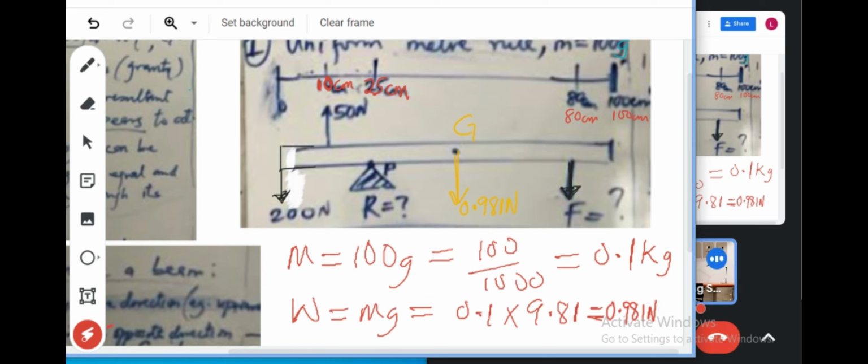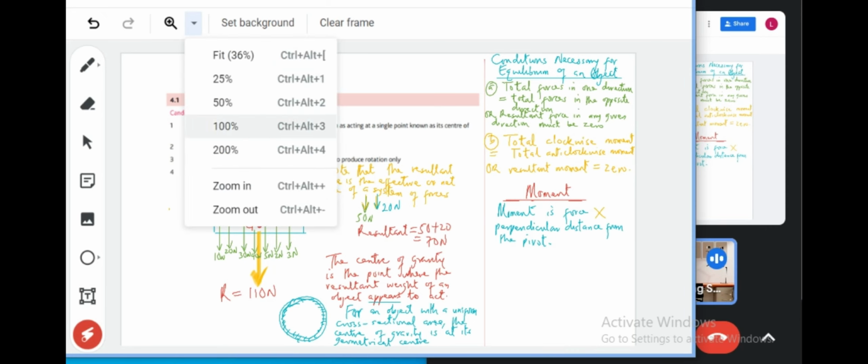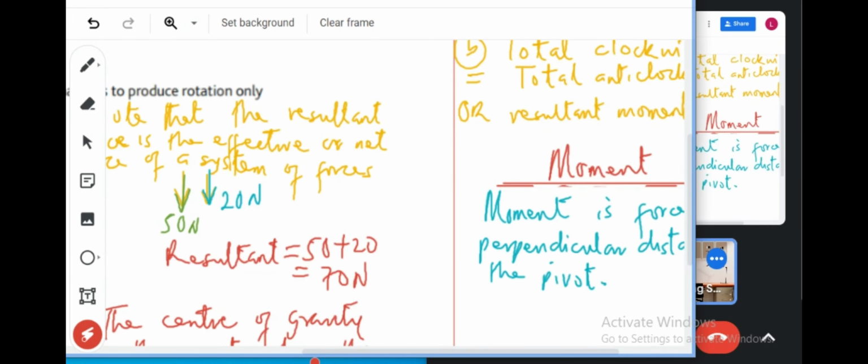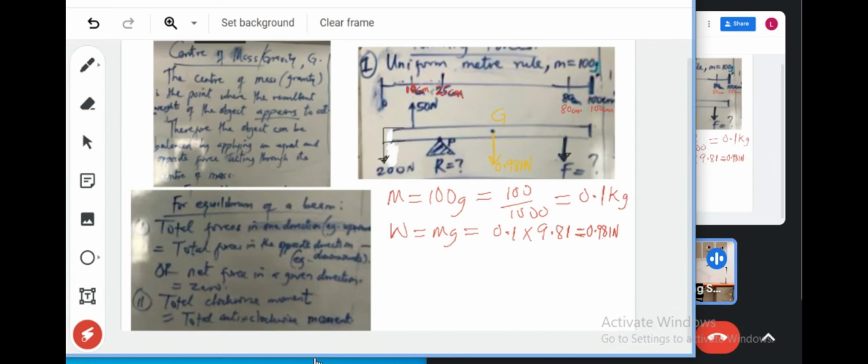What's the moment of this 200 Newton force? Do you need to remember what moment is? Looking at the screen, I am circling it. What is moment? Moment is force times perpendicular distance from the pivot. Yes, force times perpendicular distance from the pivot.